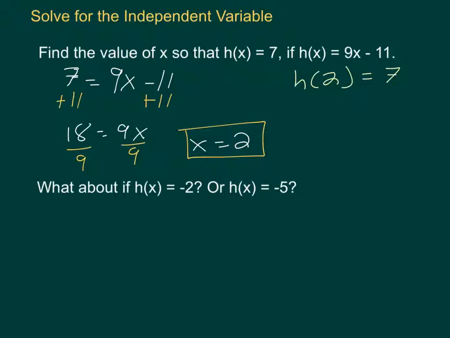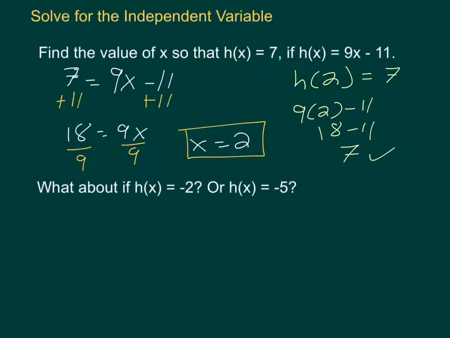And I check that by plugging 2 in to my function for my x. So it's 9 times 2 minus 11, 18 minus 11, and 7. That's perfect. That's exactly what I wanted. And so my answer would be x equals 2, and that's how I'd solve for my independent variable.